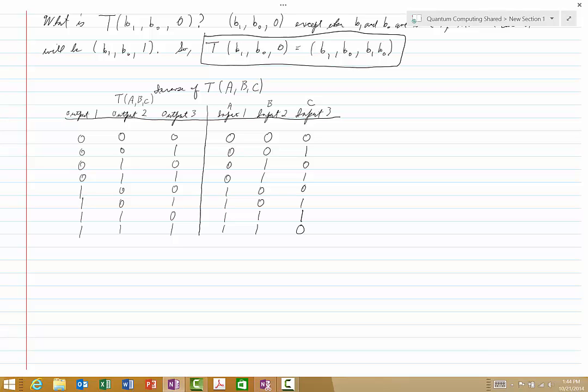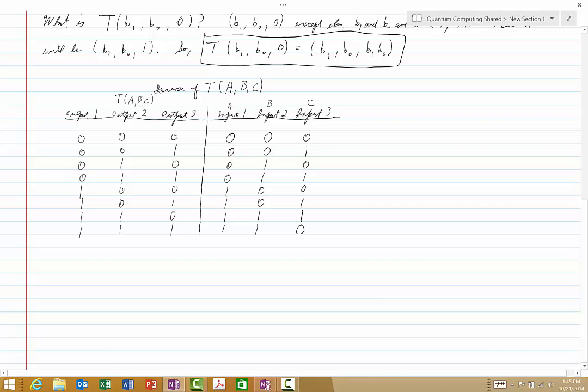And so our first observation after seeing that is that if we have B1, B0, 0 as our inputs to the Toffoli gate, then we get B1 and B0 as our first two outputs, and the third output will be B1 ANDed with B0. So this is a reversible AND gate.